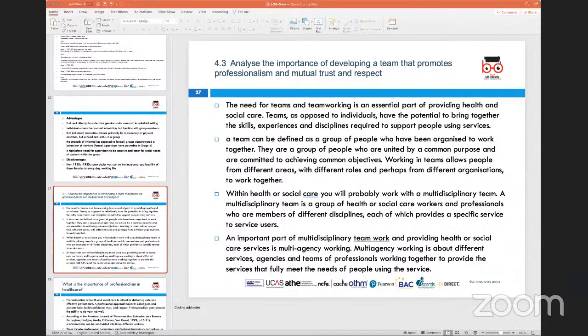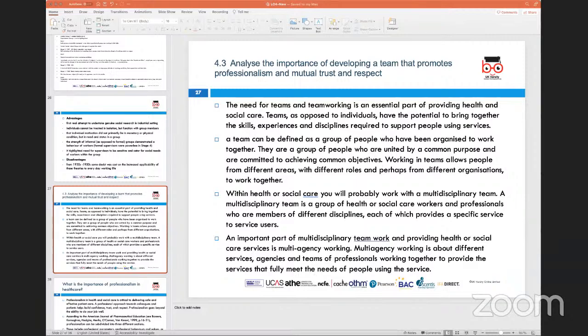Now, the third assessment criterion that we're looking at is primarily understanding the importance of, once we've understood team, team formation and team building, how developing a team promotes professionalism, mutual trust and respect as far as working within the health and social care sector is concerned. So when we talk about the person-centered approach and its principles, we generally look at these principles as individuality, independence, privacy, partnership, choice, dignity, respect, and rights.